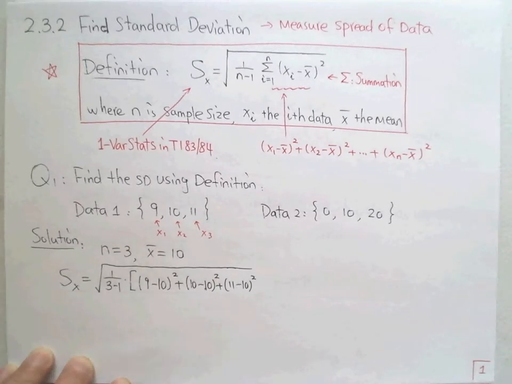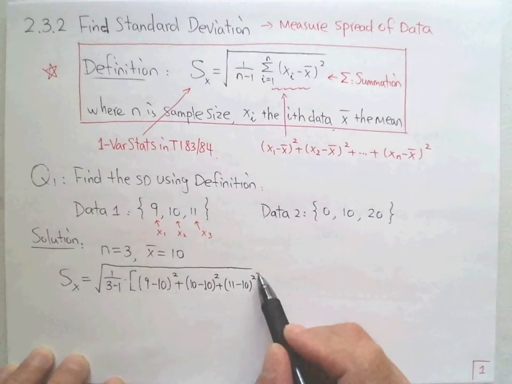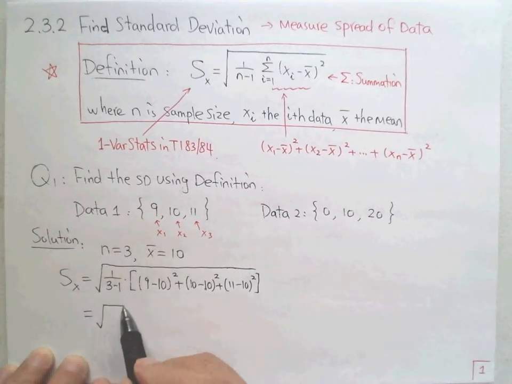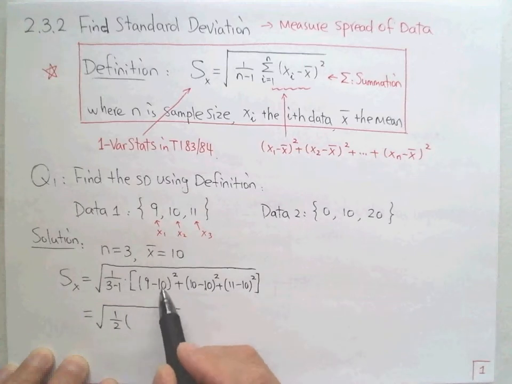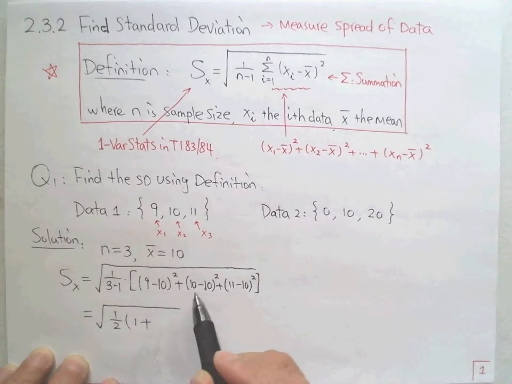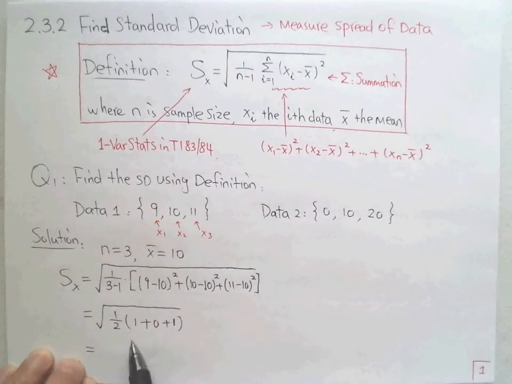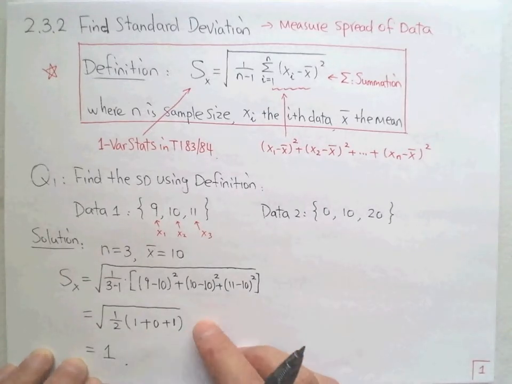Now I'm going to simplify. I'll put a bracket here and see what we get. 1/2 times: negative 1 squared is 1, 0 squared is 0, 1 squared is 1. Let's do the calculation. 1 plus 1 is 2, 2 over 2 is 1. The square root of 1 is 1. That's the first one. It's not so complicated, right?